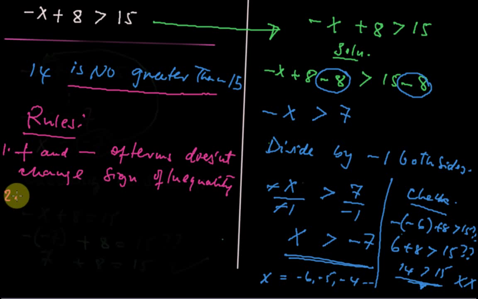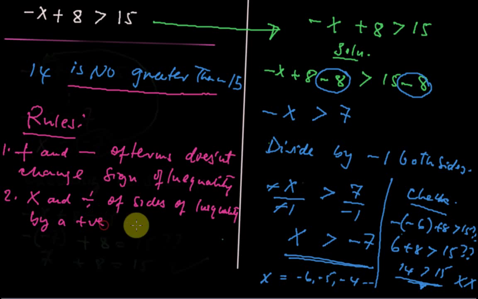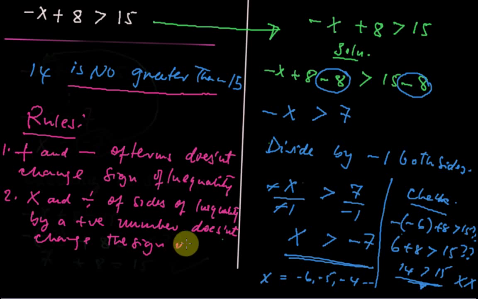Number two, we say that multiplication and division of the sides of the inequality by a positive number also does not change the sign of inequality.